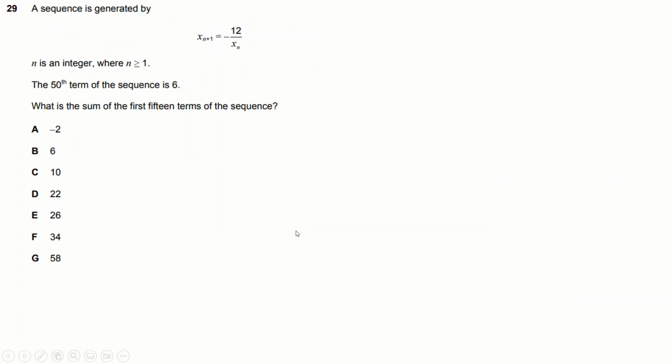Good. 29. Quite an interesting question, this one. So the 50th term is 6. So x of 50, firstly, x of 50 equals minus 12 over x of 49. That's just what this looks like if you use n is 49. But I know x of 50 is 6. So I'll substitute in 6, and I can work out by rearranging this that x of 49 is minus 2.